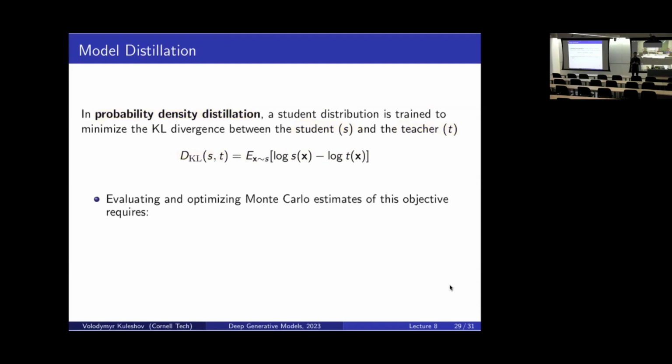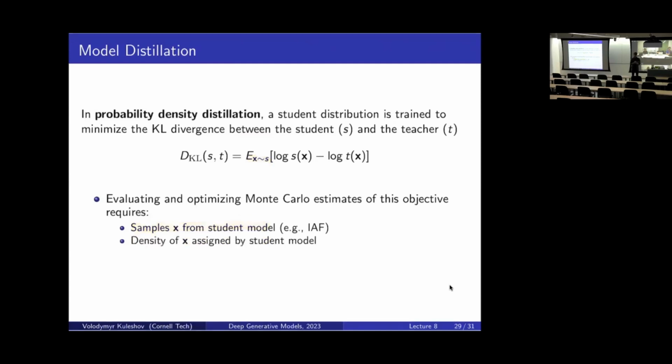So notice that this formula requires a few things. First, here we're taking samples from the student model, right? That's just the definition of the KL divergence. It requires an expectation over X. If I am to approximate this using Monte Carlo, I need to draw samples from the student model.